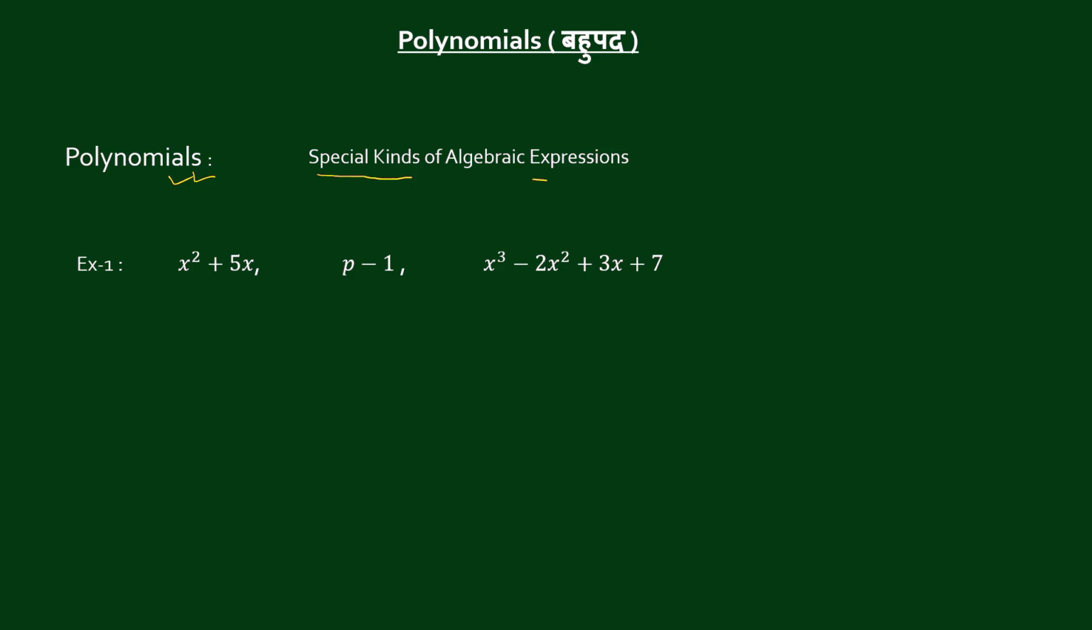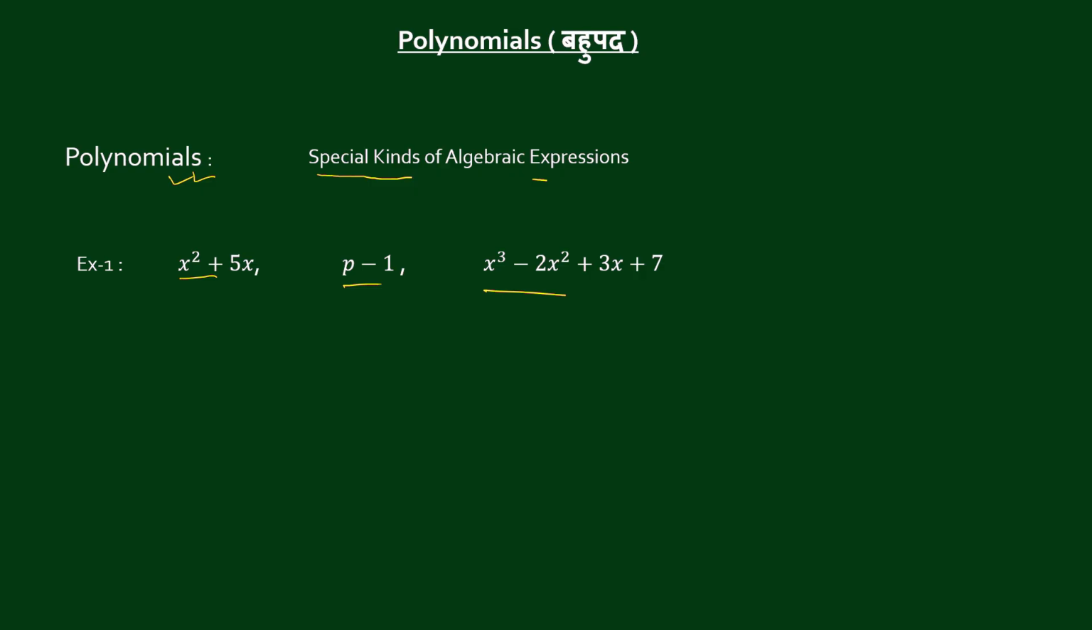So polynomials क्या है? So polynomials are special kind of algebraic expression. So ये special kinds क्या है? What is that speciality which make the expressions polynomials? उसको कुछ examples से हम लोग देखते हैं यहाँ पे. So यहाँ पे कुछ expressions हमारे पास हैं. यहाँ पे हम क्या करते हैं? जो terms हैं expressions के, उसके powers को देखते हैं.